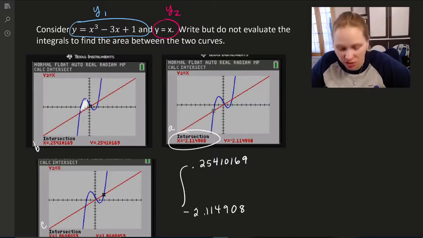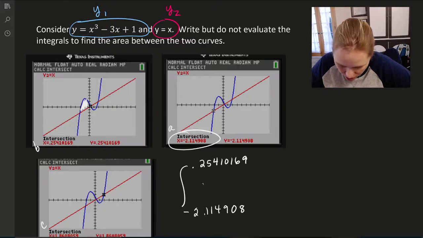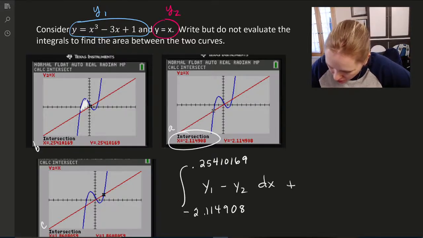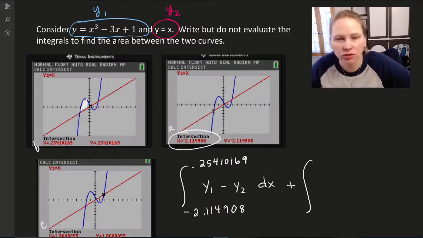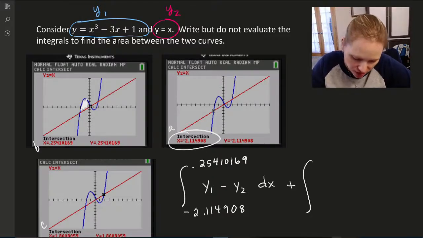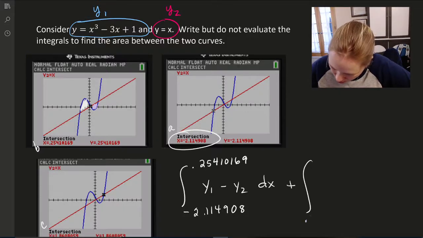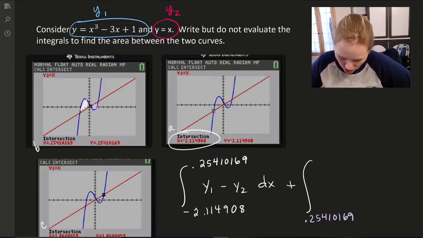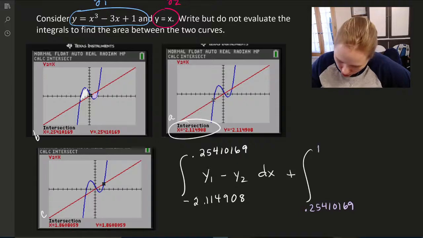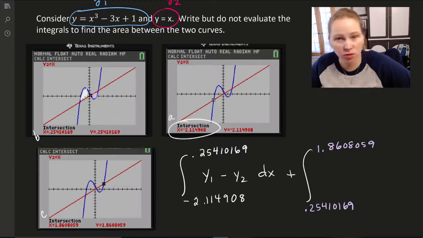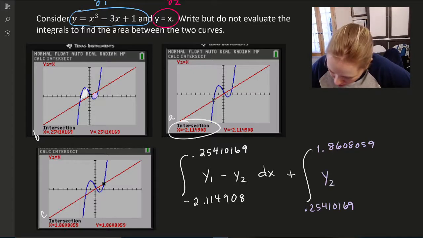So that's going to give me this first area, and it's going to be the blue curve, y1 minus y2 dx. And then I'm going to add to it the integral for the second space. So that's going to be this one right here. So we'll go from 0.2541069, that's that center point, all the way to this C point, 1.860859. And here they switch places, so I have to make sure I put y2 minus y1 dx.